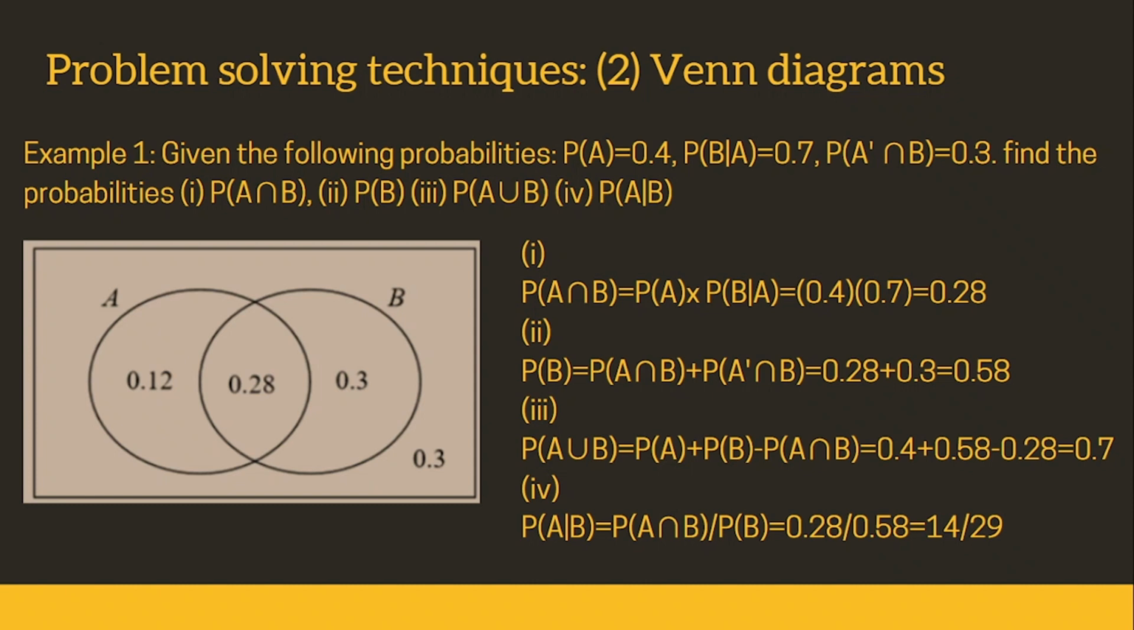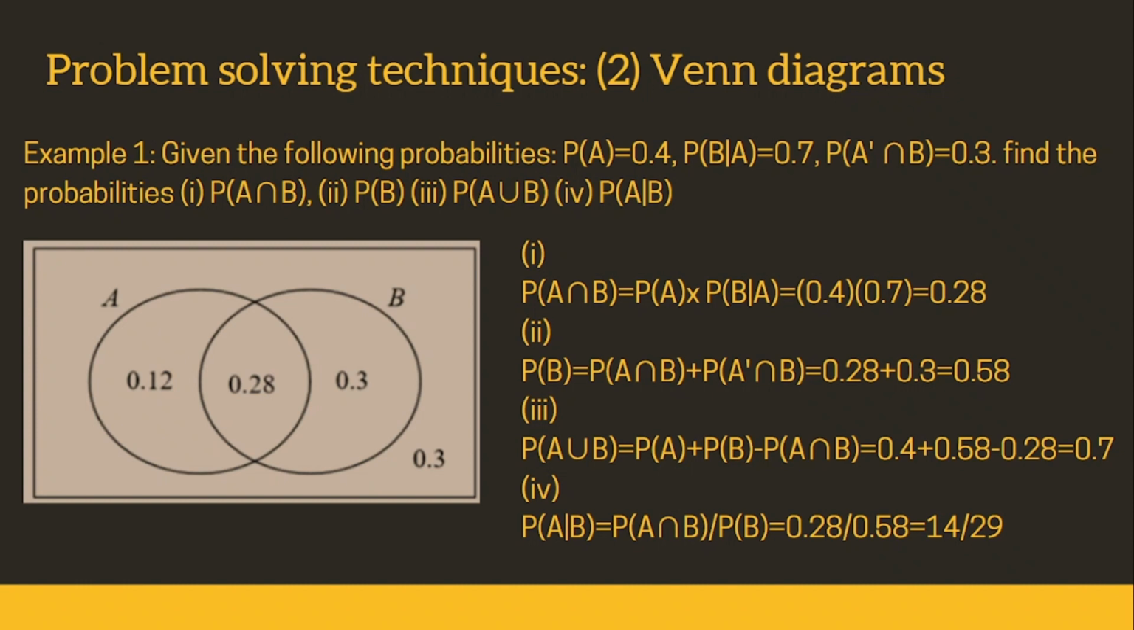As you do more parts of the question, you can fill out more information in the Venn diagram, because when you solve part 1 or part 2, it will also help you solve the rest of the parts as well. In the case of finding the probability of A union B, the standard formula is that we take the probability of A plus the probability of B minus the intersection of A and B. So in this case, we're using our part 1 and part 2 answers. We take our 0.4 plus our 0.58 minus 0.28, which equals 0.7.